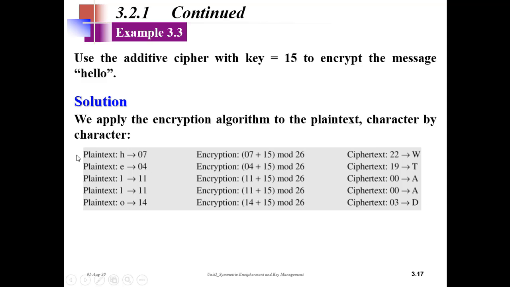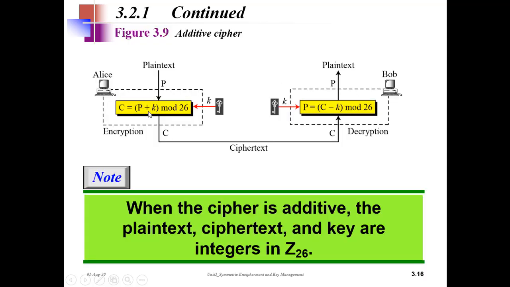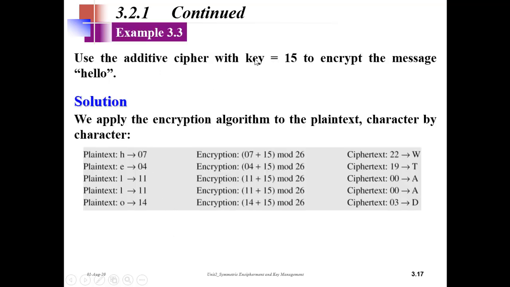So I have the plain text, and what is the key? 15. So I have to use the additive cipher. What is the encryption algorithm? I have to add P and K. P is 7, K is 15. So P plus 15, that is 7 plus 15 mod 26.